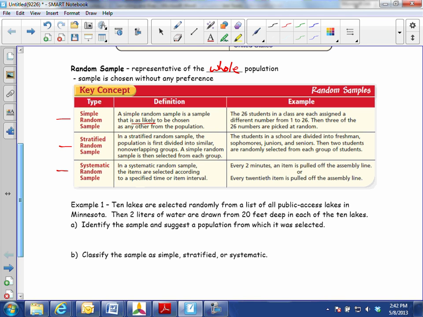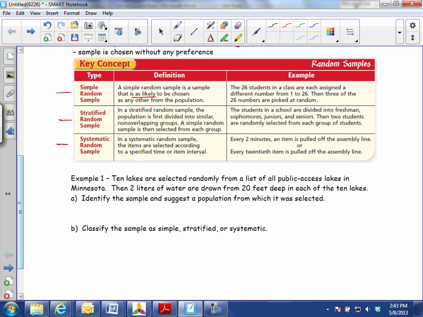You don't have anything that has a better chance of being picked. Like their example, the 26 students in the class are assigned a different number from 1 to 26, and then 3 of those 26 numbers are picked at random. So basically, you just put all the names in a hat and pick out 5 or something like that. That would be a simple random sample.